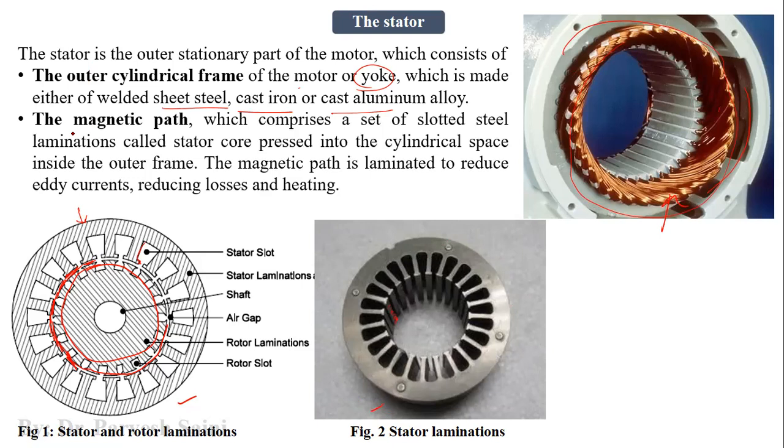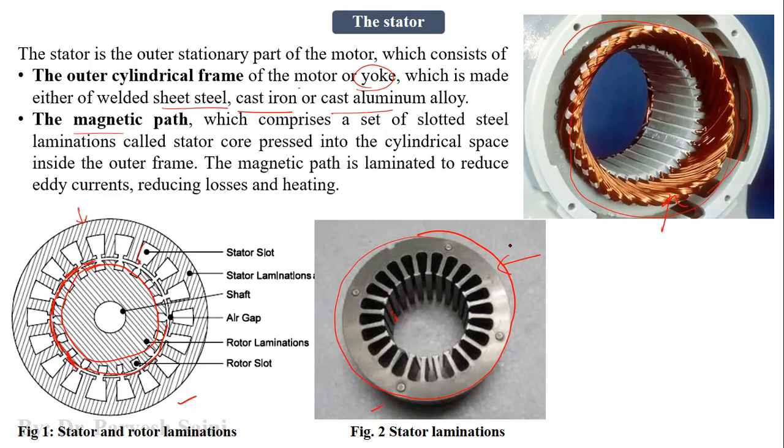Then we have the magnetic path. Now what is the magnetic path? The magnetic path is this laminated stator which is made up of ferromagnetic material. This is used to conduct flux in the motor. So we need to conduct the flux, and that is why we use ferromagnetic material. This particular part provides the magnetic path to the magnetic flux so that it can be linked with the rotor, and we can have the motor action, right?